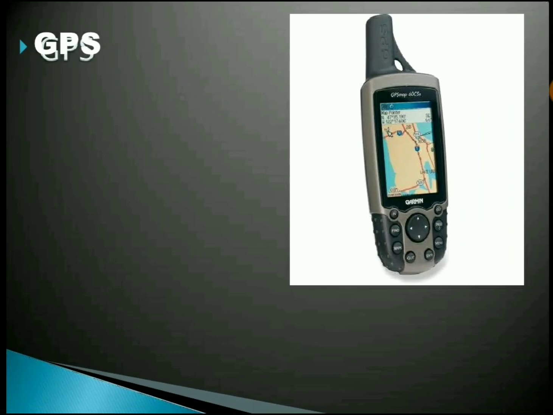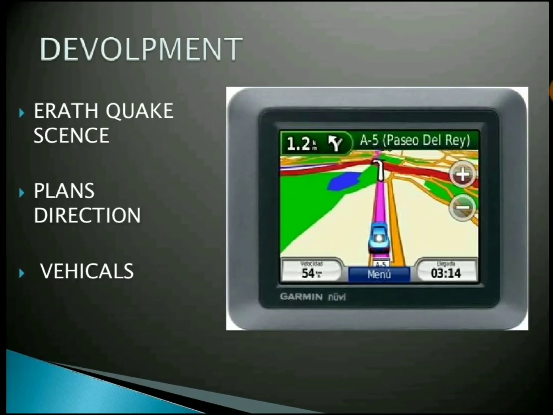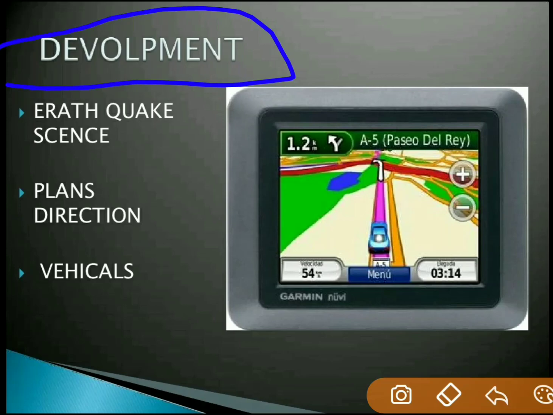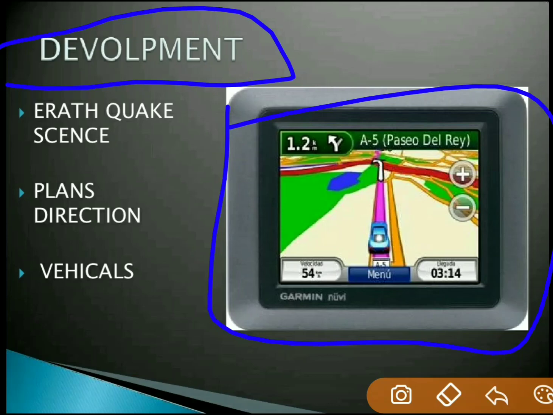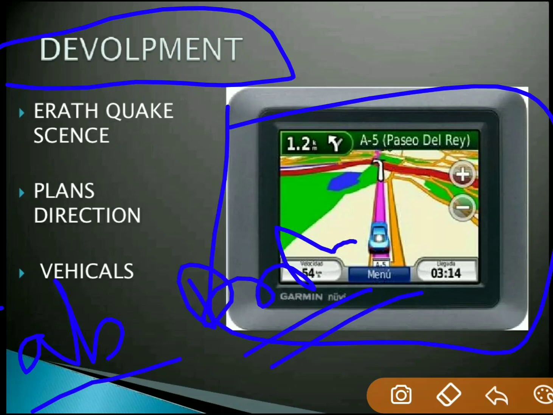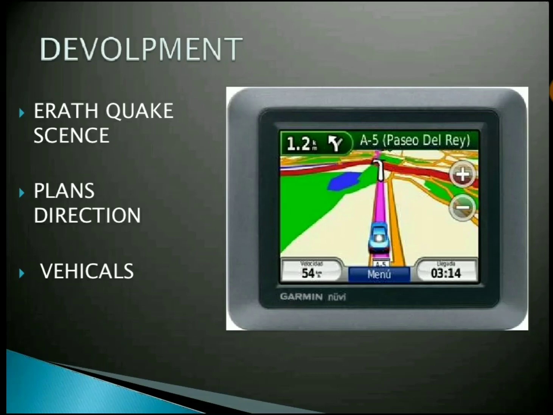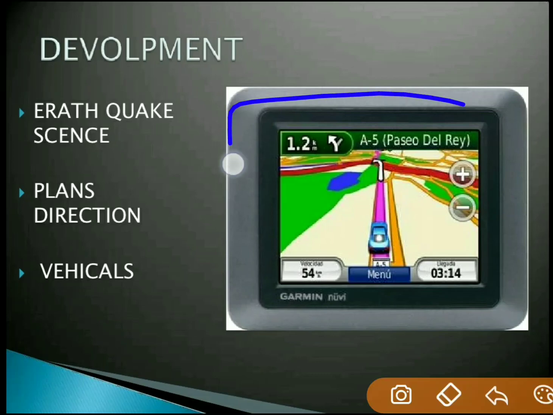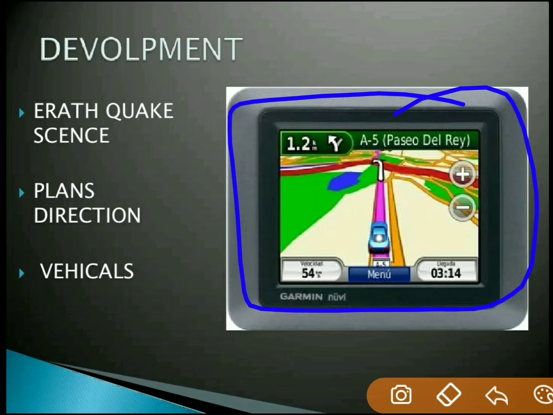Next, GPS. Look here, this is the GPS. GPS has three major segments, which we will learn in the next slide. Here we are using GPS for navigation purposes. For example, in any city, we can observe cab drivers. Cab drivers use GPS to locate the direction, to locate a particular point or a particular place in a city.